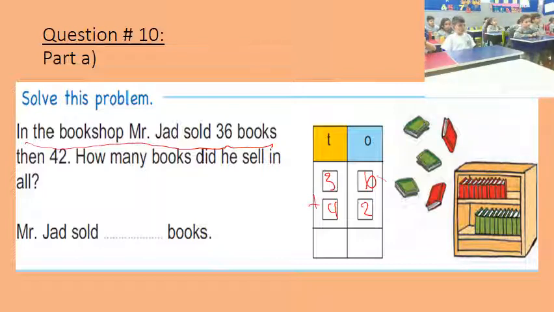Okay, 6 plus 2. 6, 7, 8. Okay. 3 plus 4. 4 in your head. 4, 5, 6, 7. Okay, so how many books did he sell? Okay, good job.